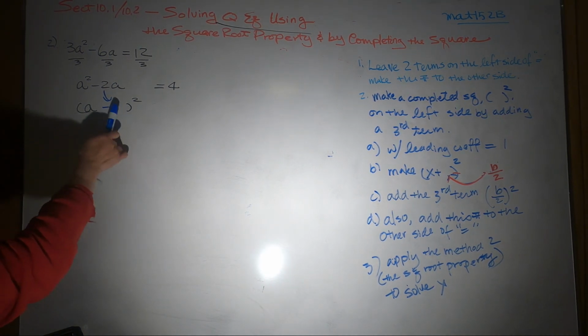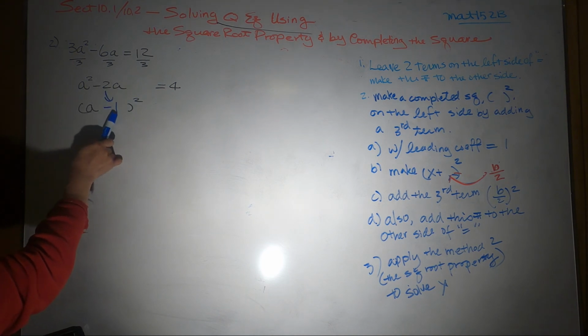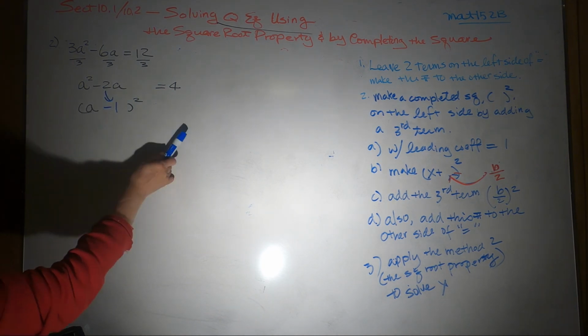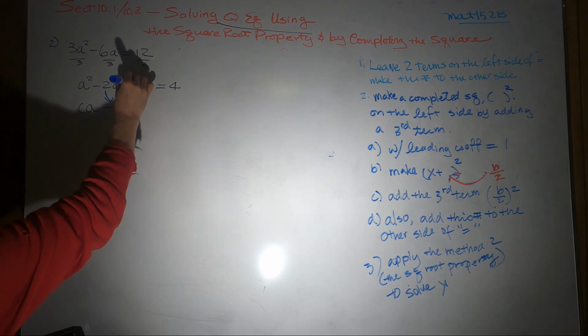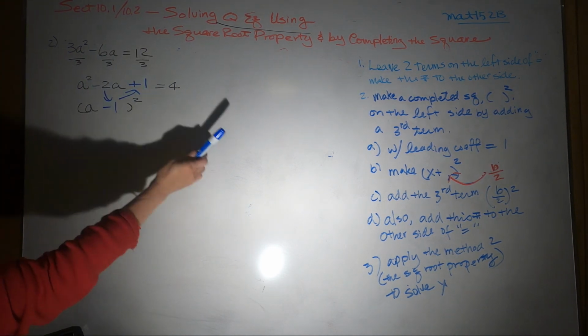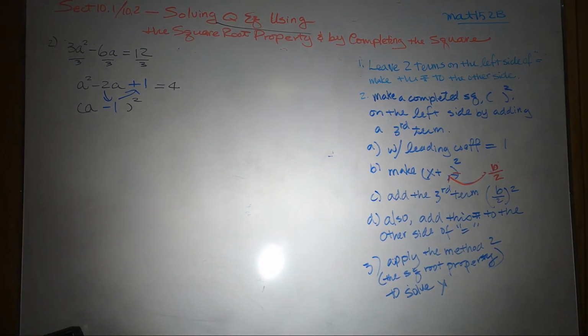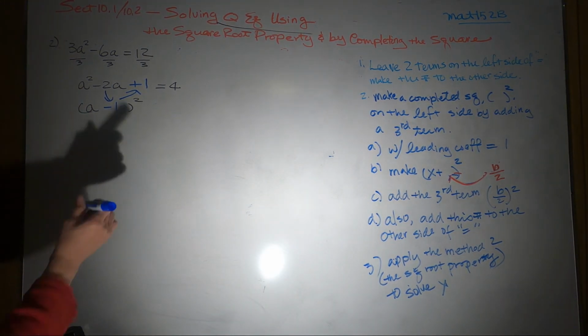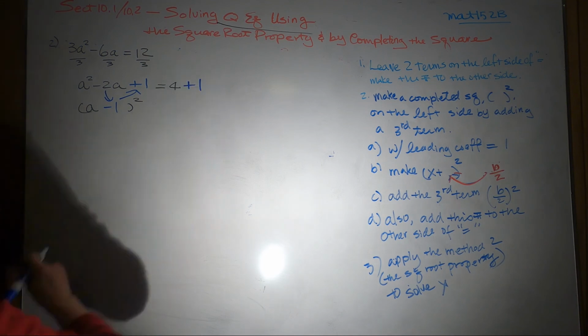Then to make a complete square, you have to have a third term to match with your FOIL, right? When you FOIL out. So this one will be plus 1. Then for the equation, we need to add it to the other side as well, right? You add one side, you add the other side, right?